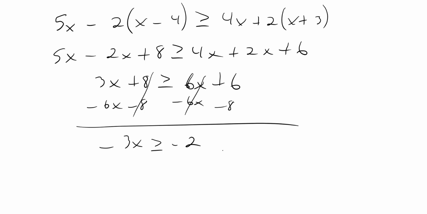Okay, and our final step is to divide both sides by negative 3. So what do we do? There it is. Switch it. So x is less than or equal to, it's basically negative over negative is a positive. So x is less than or equal to 2/3, and that's your answer. Let me clear this up here a little bit. 2/3.